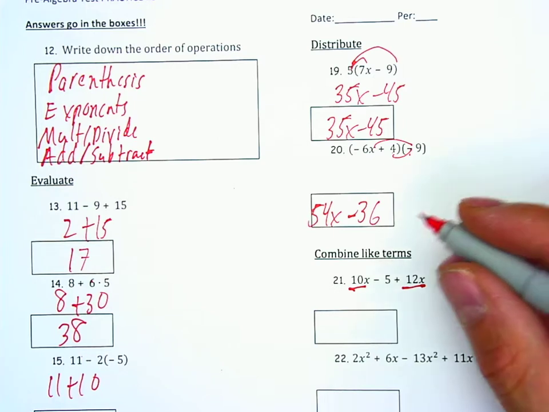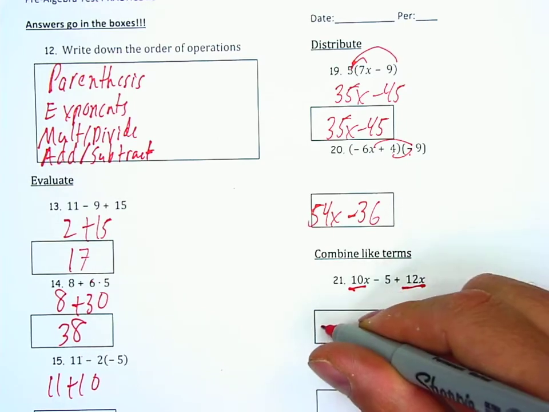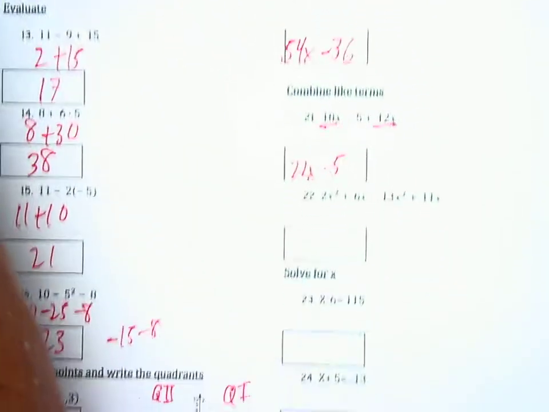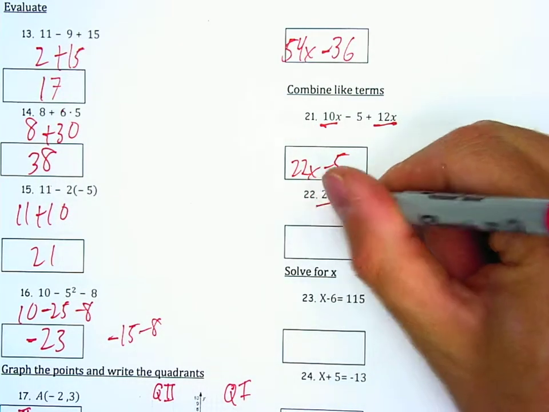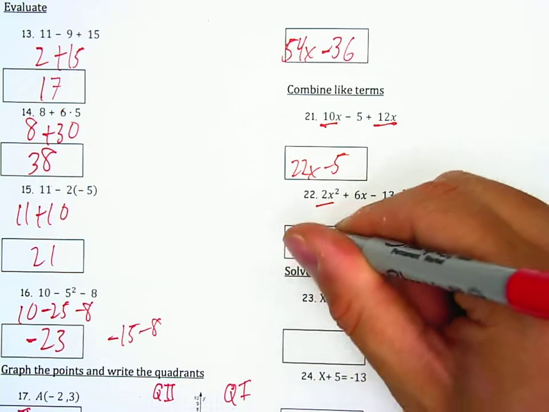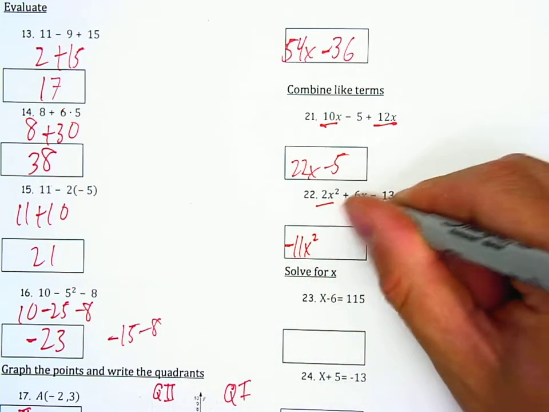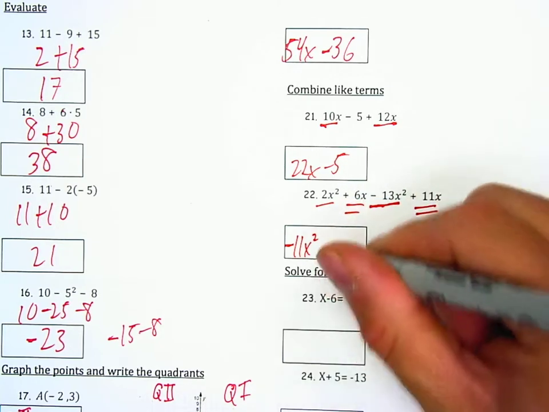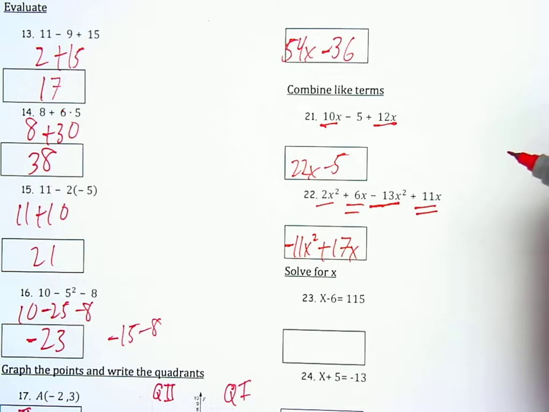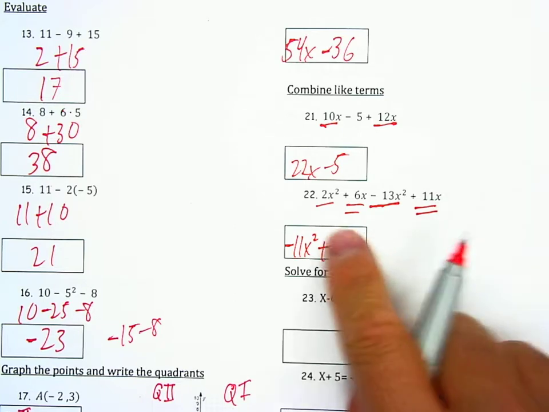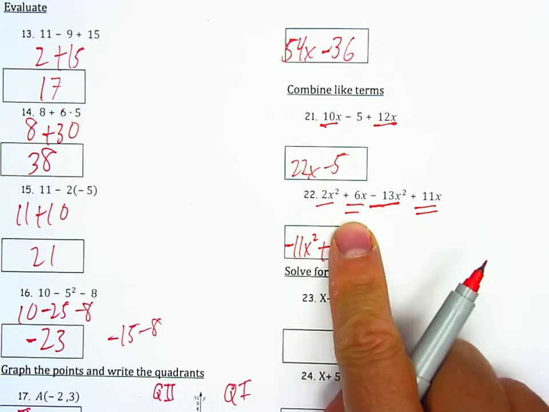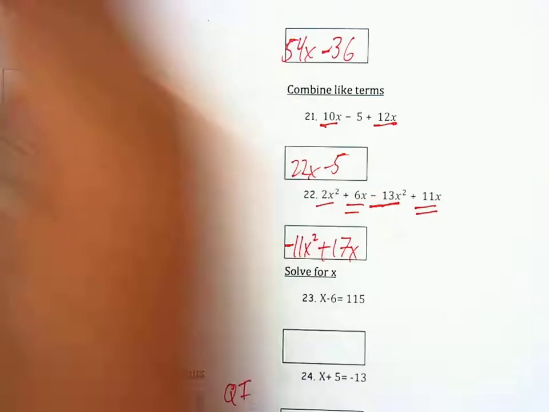Combining like terms, I'm asking you to combine the items that are the same variable with the same power. So those x's will combine into 22x minus 5. On this next one, these x squareds will combine: 2 minus 13 is -11. Then 6 plus 11 is 17x. So -11x squared plus 17x. Again, these x squareds combine together, 2 minus 13, -11. And these x's combine separately.